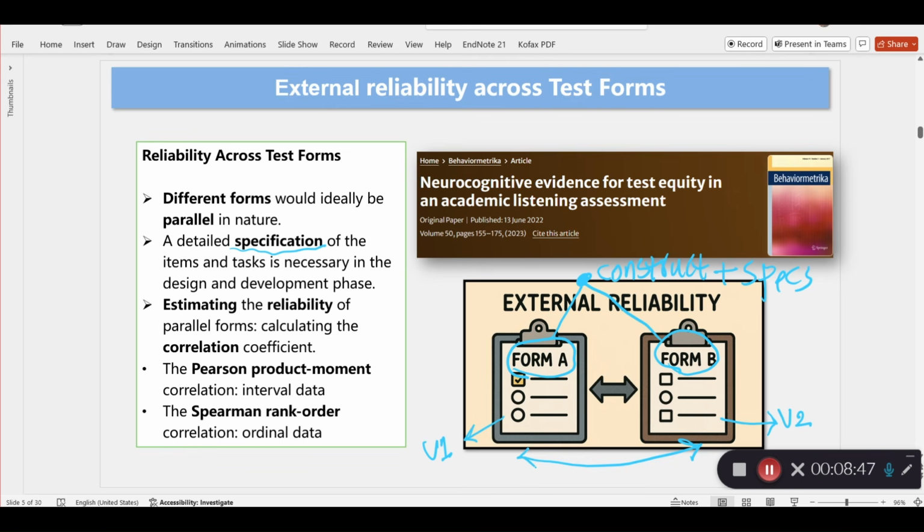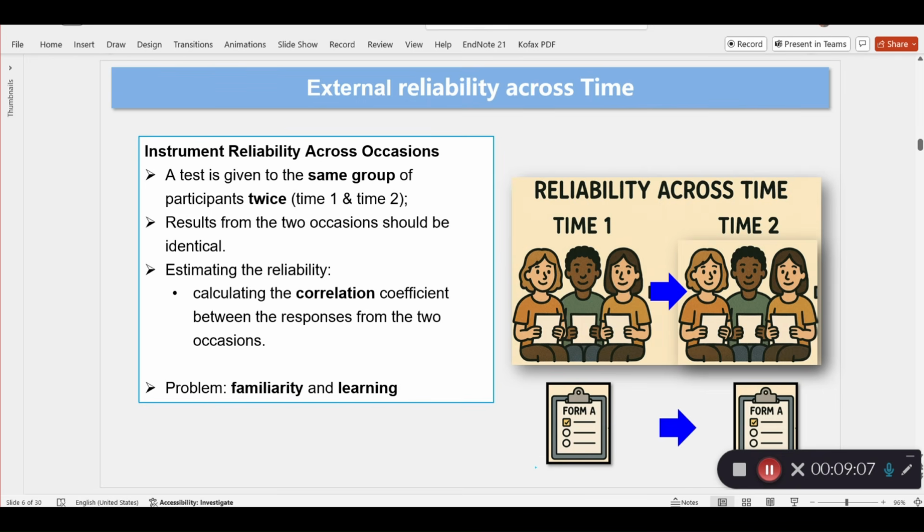It's the correlation between the 2 forms which are administered to one group of people, and I want to stress that: 2 forms administered to one group of people. That gives you an idea about this sort of external reliability, that is reliability over test forms or across test forms. Okay, now that we have talked about this sort of reliability, let's move on to reliability across time.